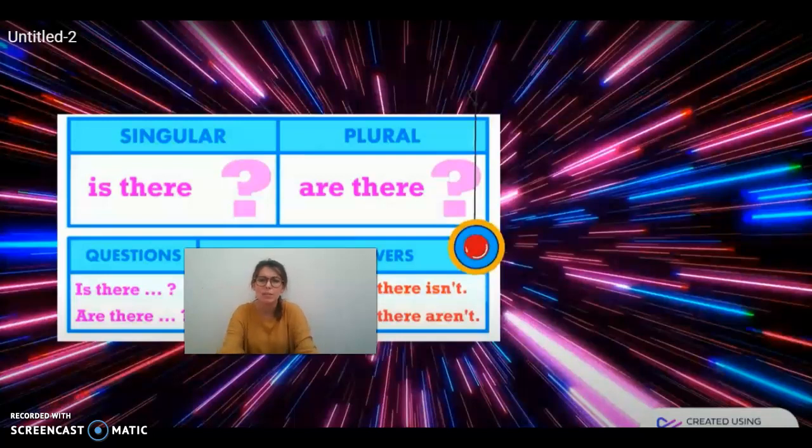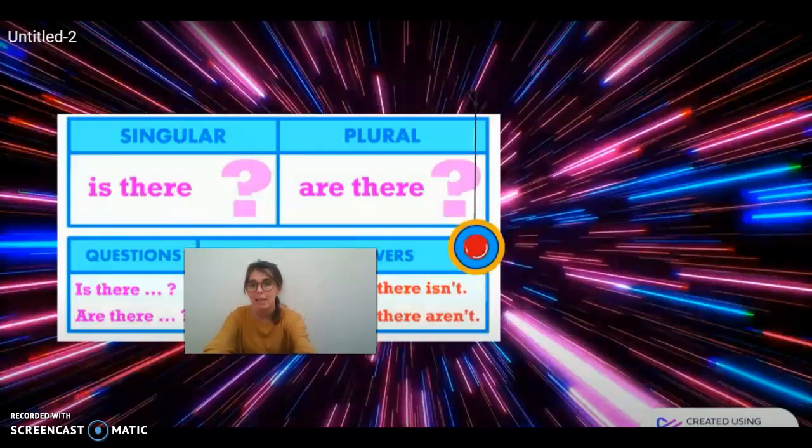Is there a pencil on the table? Is there a student in the classroom? Is there a notebook in the bedroom or on the bed? And in the case of plurals, are there two students in the classroom? Are there three pens on the desk? Are there four notebooks in the bedroom?